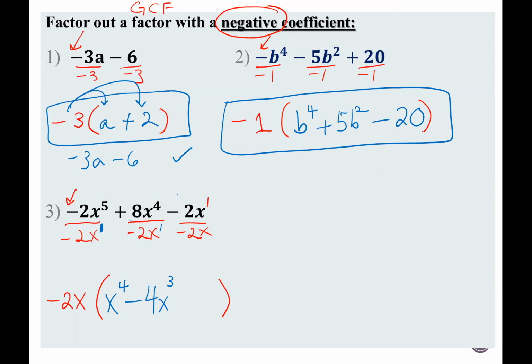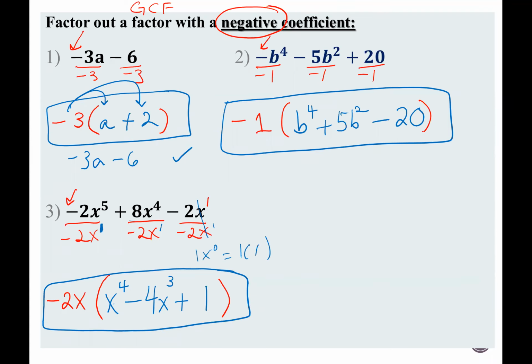And then finally, my last term here, negative divided by negative is positive. 2x divided by 2x. This time I do need to write a 1 because the x's actually just cancel out entirely. This would technically be x to the 0. So it's 1x to the 0, which is 1 times 1. I should just write 1 for my final answer. So here's my final answer. Negative 2x, parentheses, x to the 4th minus 4x to the 3rd plus 1.